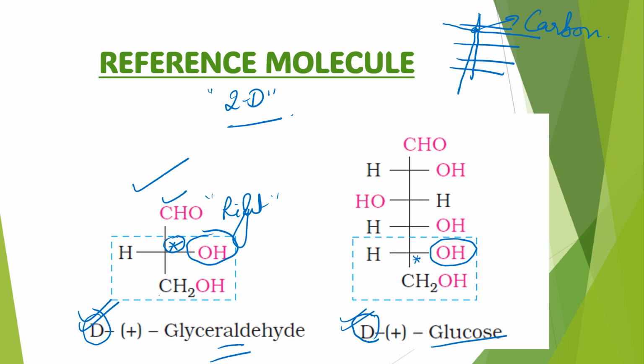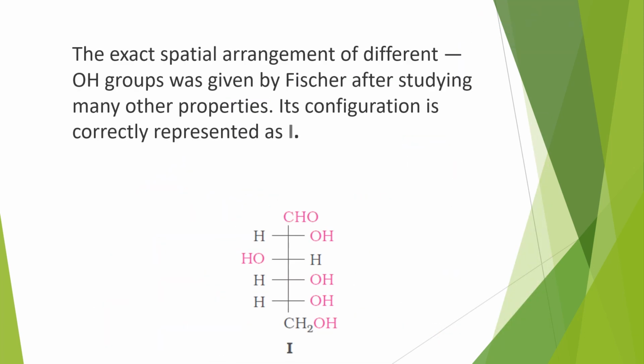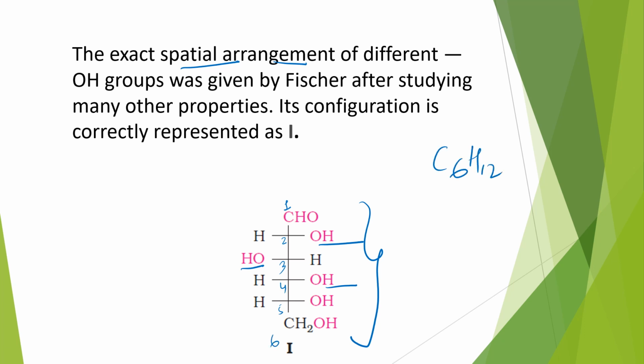So let me explain what I have explained on the reference molecule. The exact spatial arrangement of the different OH groups, this is an OH group, this is an OH group, this is an OH group, was given by Fischer. Fischer was a scientist. He studied many properties and he finally gave the structure of glucose as this molecule. This is the CHO group. This is the first carbon, second, third, fourth, fifth, and this is the sixth. Glucose, you know, is a C6H12O6 molecule.